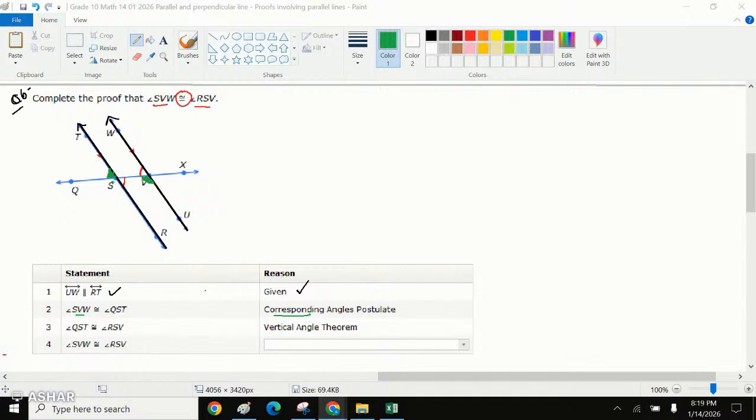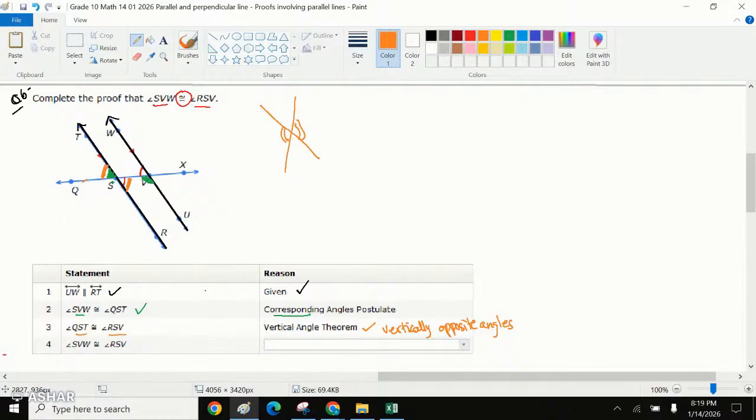Okay. So this we agree on. The next one we have is QST, whereas QST, and RSV, this angle, right? We know that they are by the vertical angle theorem, and they are also known as vertically opposite angles, right? Because whenever we have a formation of X, then this angle and this angle would be the same. They are vertically opposite angles.